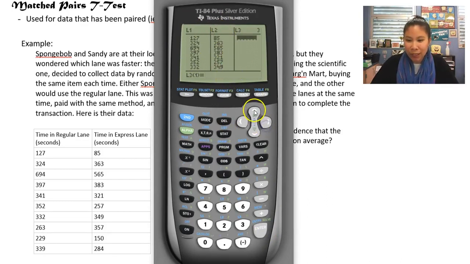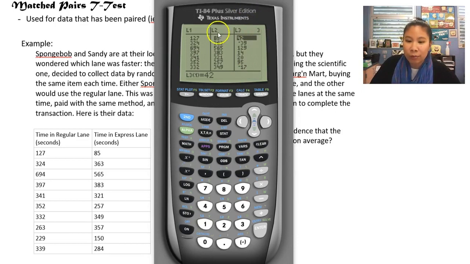Because then in L3, I can really quickly have my calculator find the differences between each of these times. So if I do L1 minus L2, and make sure you're scrolled all the way up to L3 before you start typing this in, when you hit enter, it'll calculate all the differences for us. Look at that, beautiful. So really this set of data, these differences, is the set of data that we're using then to calculate our sample mean and our sample standard deviation. So this is our sample data.